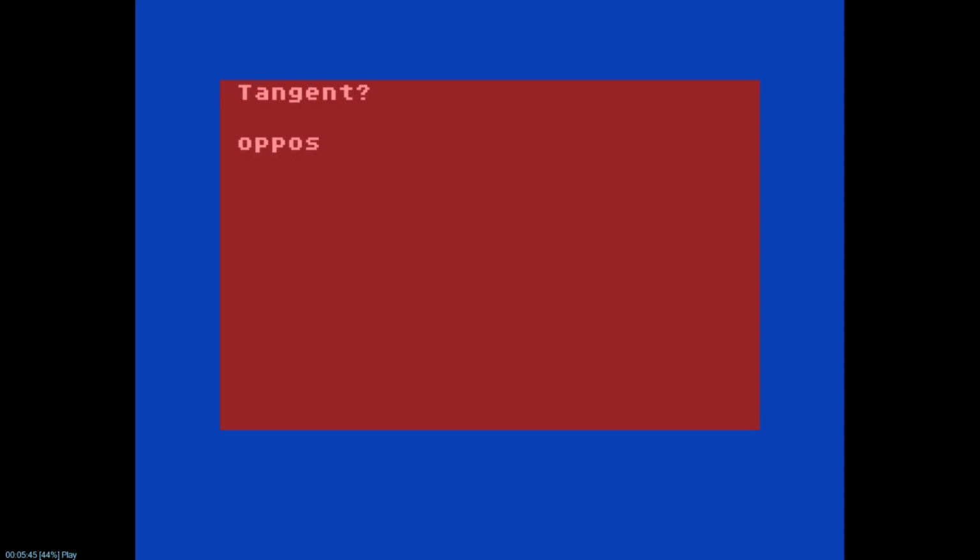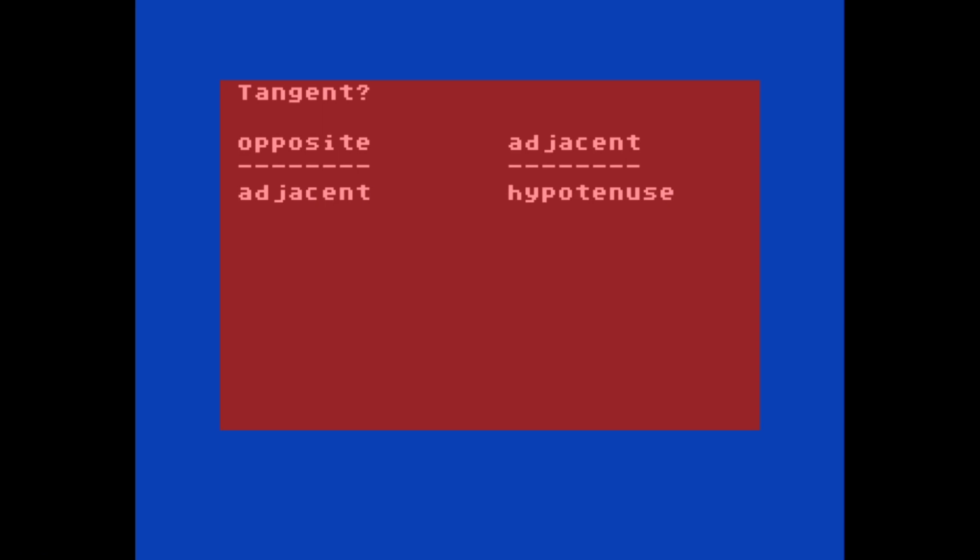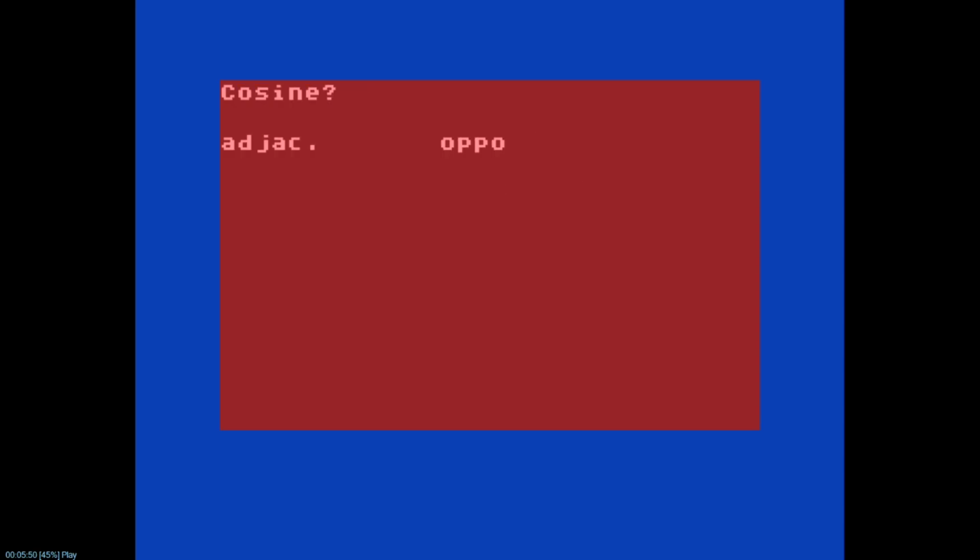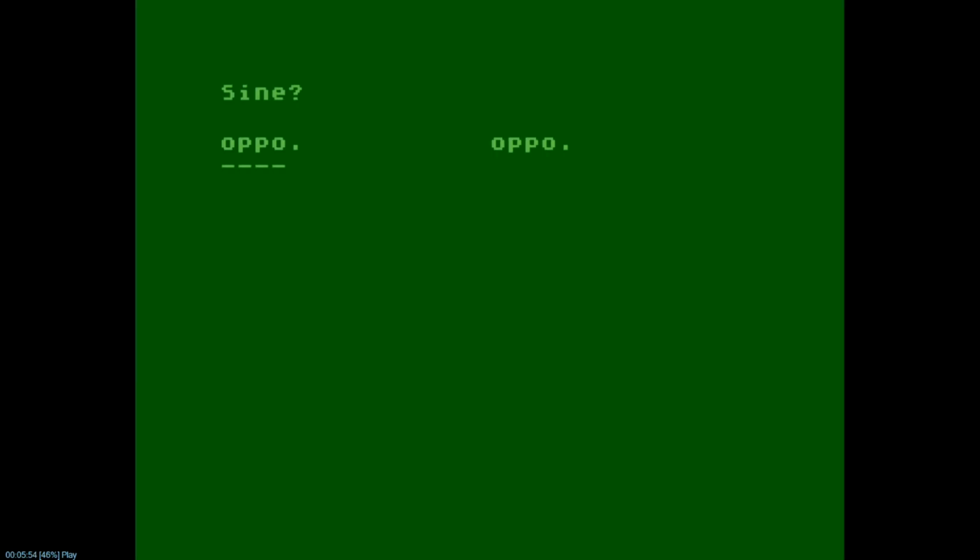Correct. What ratio of side lengths is the tangent of an angle? Yes. Now what is a cosine? Yes. And what ratio of side lengths is the sine of an angle? Right. You could repeat this sequence a few times if you need to practice some more.